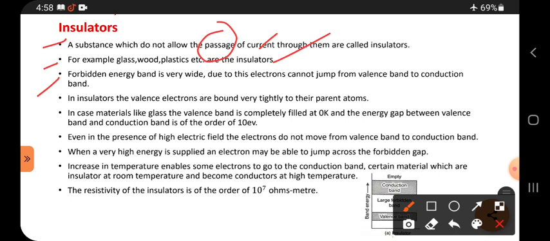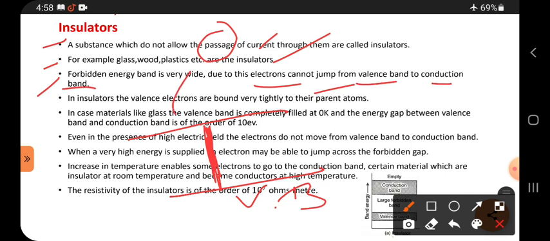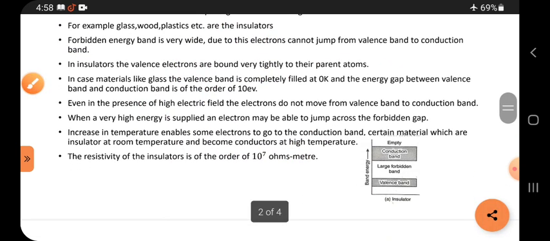Due to this, electrons cannot jump from the valence band to the conduction band. Widening means a very large gap between the valence band and the conduction band. That is why electrons cannot easily jump from the valence band to the conduction band in an insulator. The diagram is also given below.